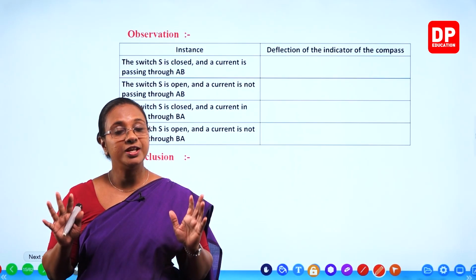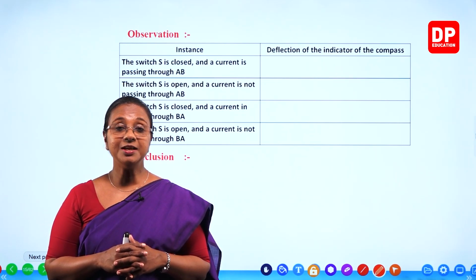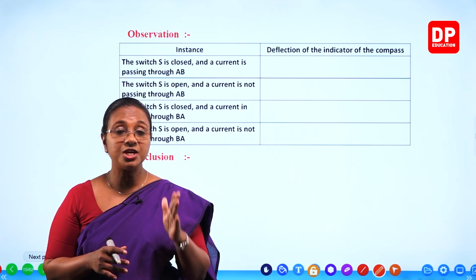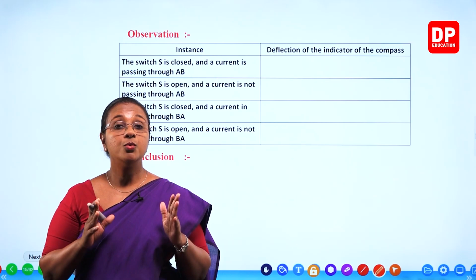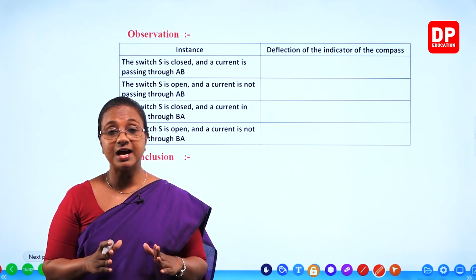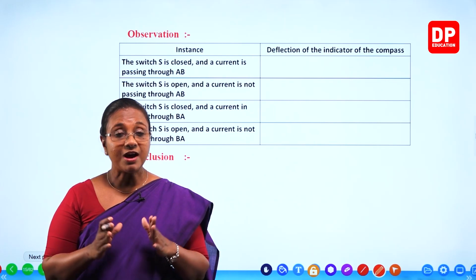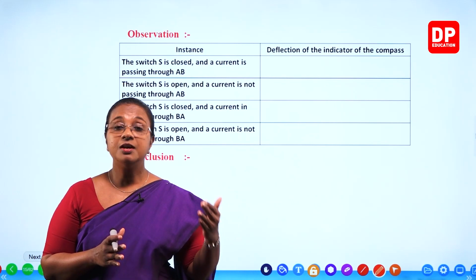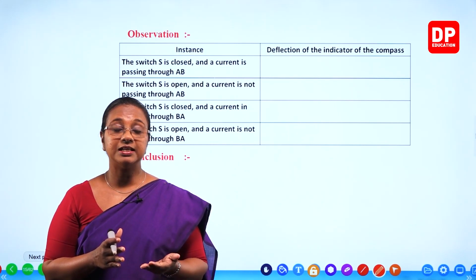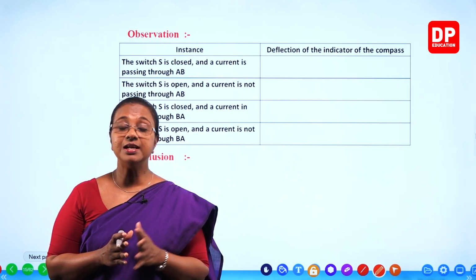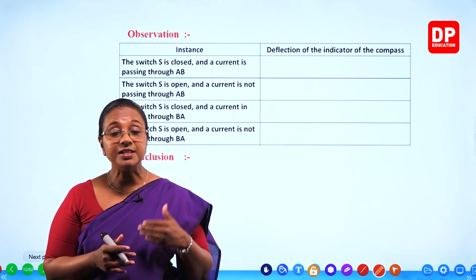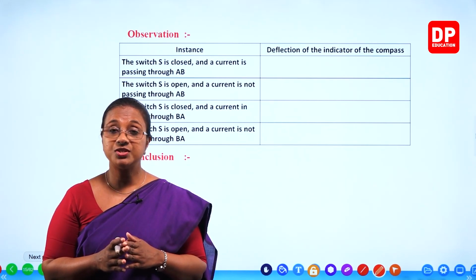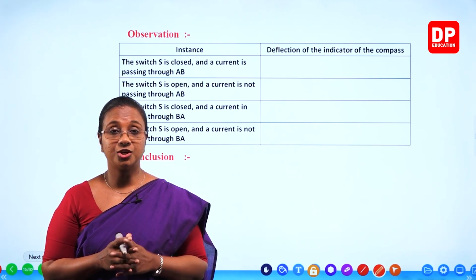Okay, students. Did you all observe the changes clearly? I'm sure you did. You were able to see that there was deflection in the needle of the compass when there was current flowing through the conductor AB. And what did you observe? When there was current flowing in the AB direction, when the compass was below the conductor, the deflection was towards the left-hand side. But when the compass was above the conductor, the deflection was in the right-hand side direction, opposite.